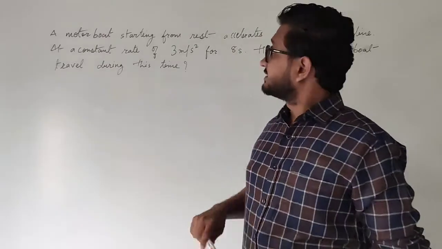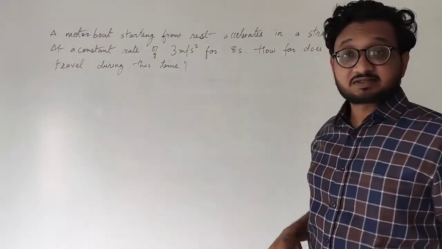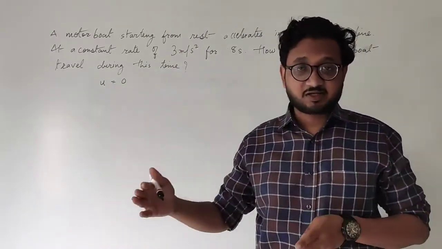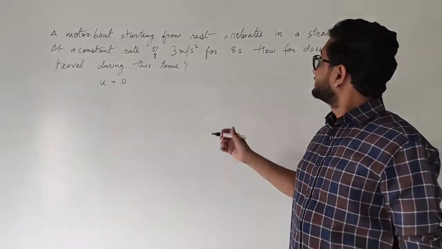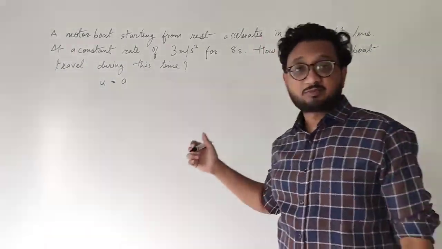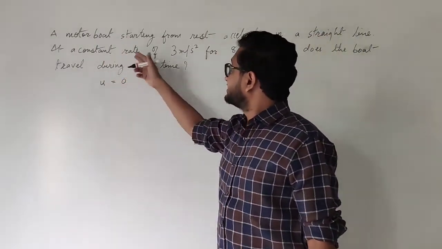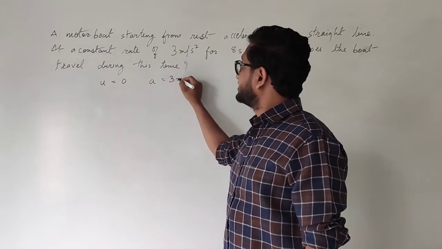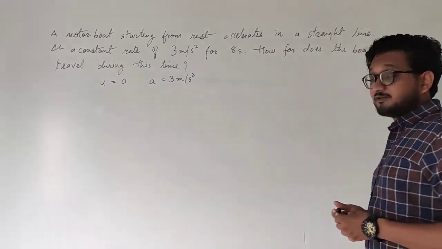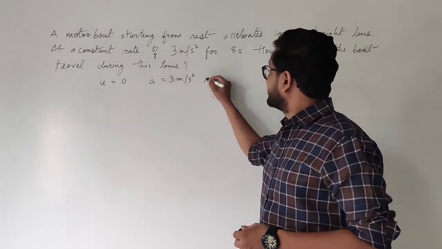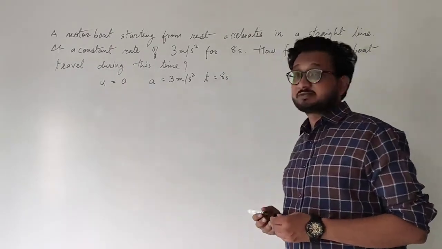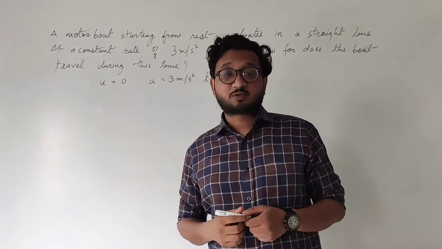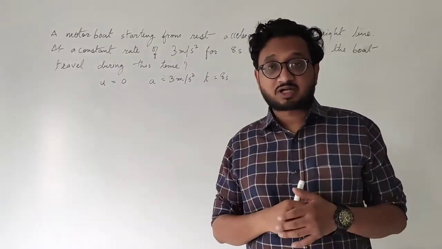So today we have one more question from the exercise regarding acceleration. The question states that the motorboat starting from rest, that means its initial velocity u is 0, accelerates in a straight line at a constant rate of 3 meters per second square, that means acceleration a is 3 meters per second square, for 8 seconds. So the time is also given, and time is 8 seconds. How far does the boat travel during this time?